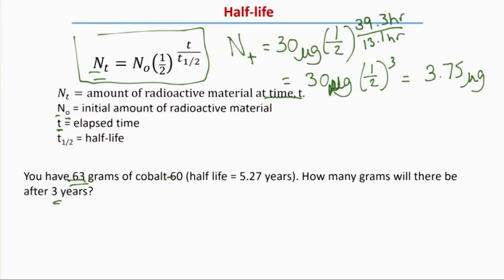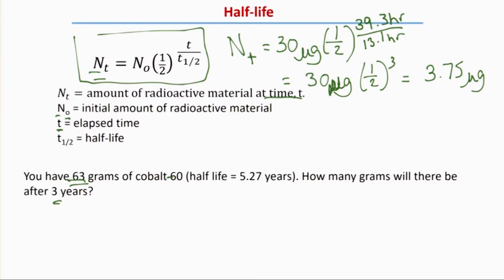Is this one half-life, 3 years? No, it's not even one half-life. It's just over half of a half-life, right? So we know that at one half-life, 63 divided by 2 would be 31.5 grams. So we know we're somewhere in between.